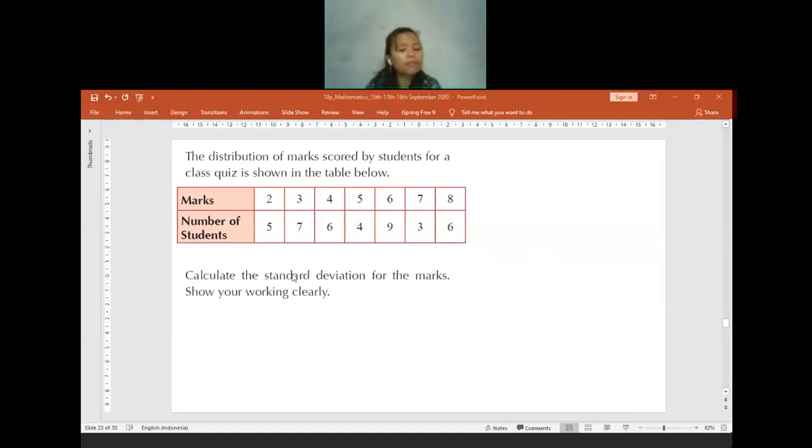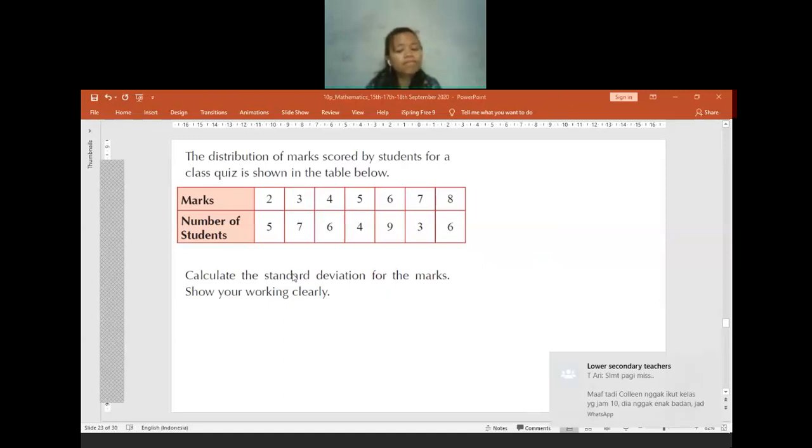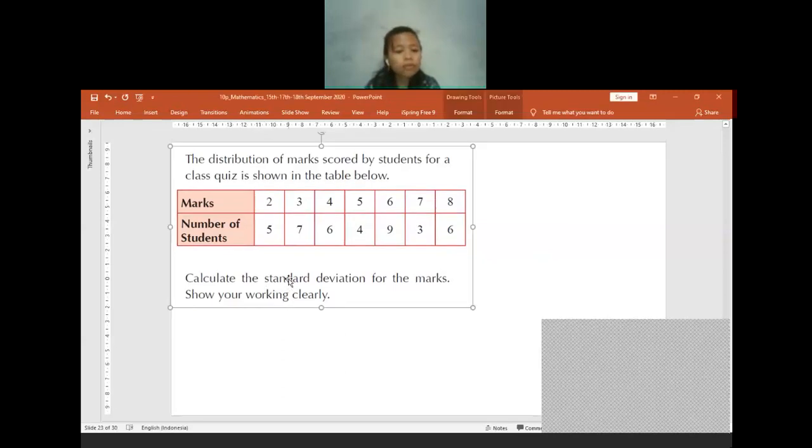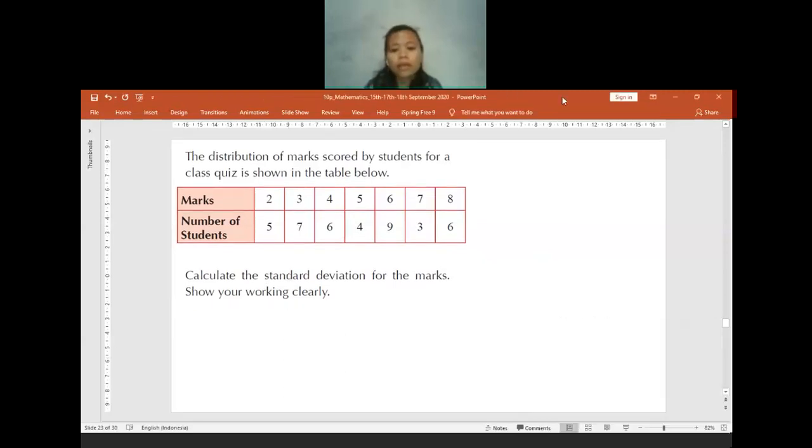So how do we find the mean? Anyone want to help me to find the mean? Hello? How do we find the mean? Anyone can help me to find the mean? Yes? What did you say? Can you tell me clearly? How do we find the mean?